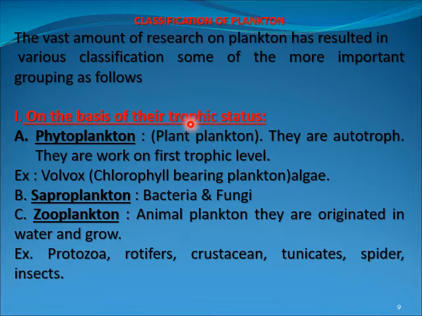Classification of the plankton: trophic status. Phytoplankton include all the plants, that is the autotrophs, like Volvox and chlorophyll-bearing forms. Saprophytic plankton are the bacteria and fungi. Zooplankton mostly consist of protozoa, rotifers, crustaceans, tunicates, spiders, and insects.